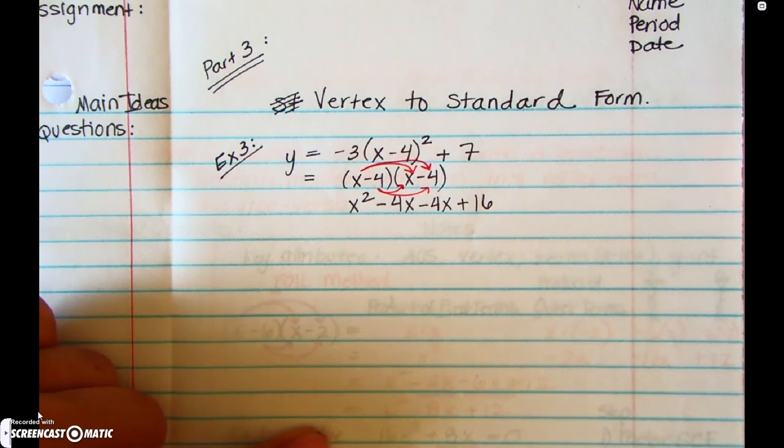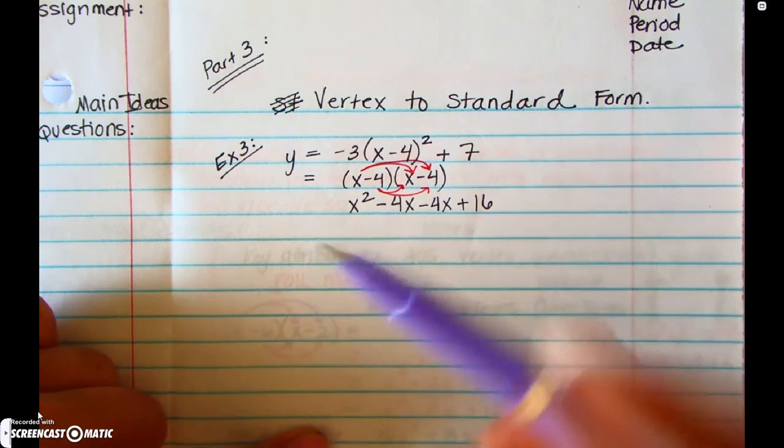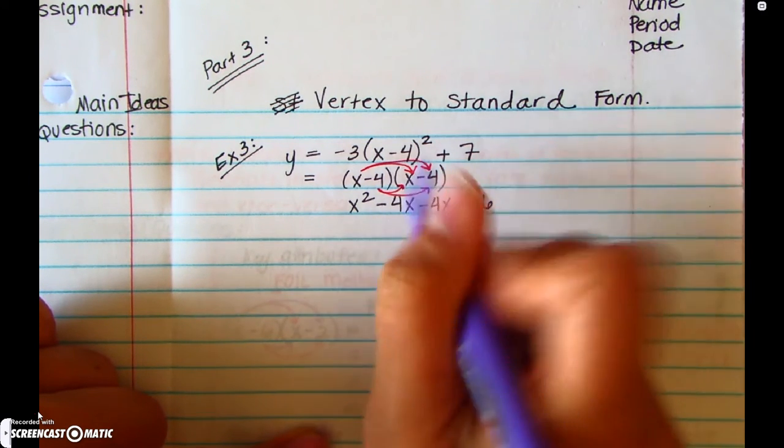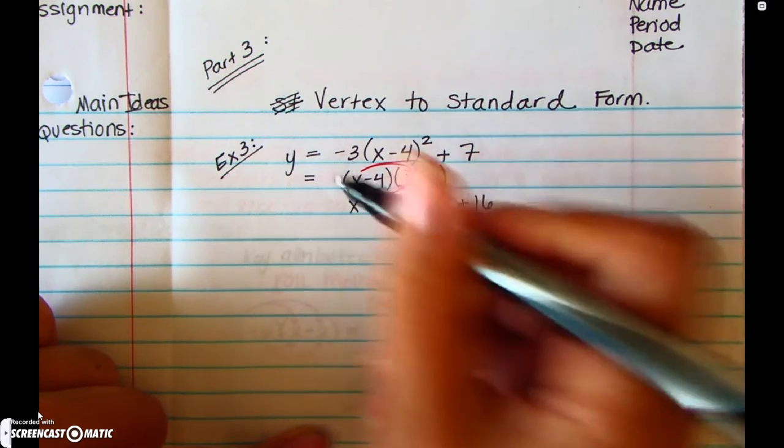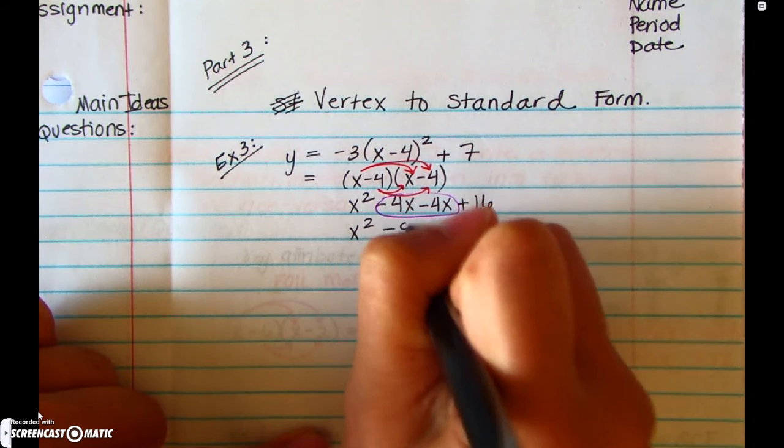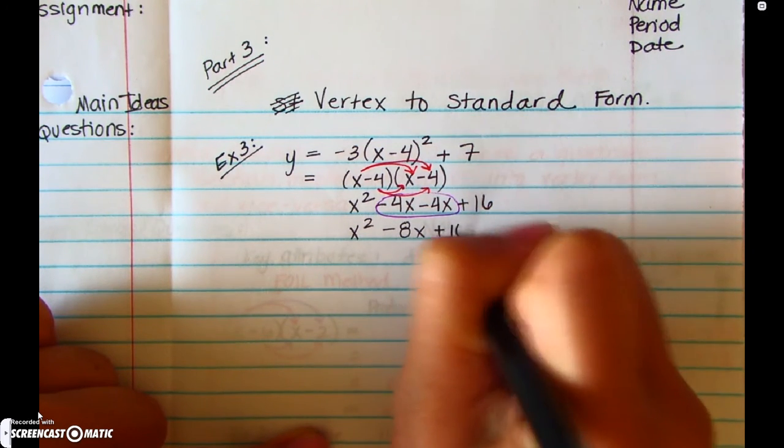We need to combine like terms. The terms that can be combined are the negative 4x and the negative 4x. So you're left with x squared minus 8x plus 16.